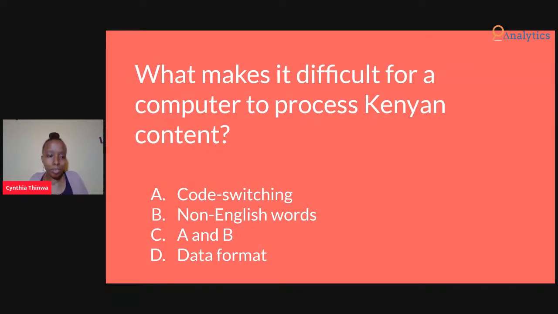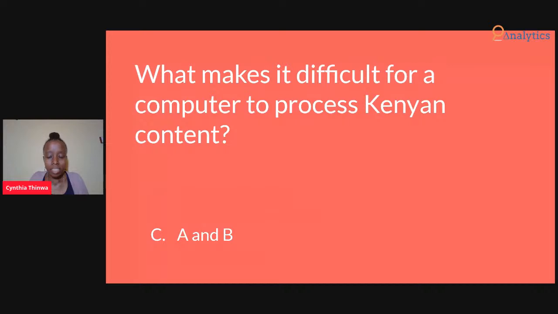So I have a question for the audience. What makes it difficult for a computer to process Kenyan content? Is it A, code switching, B, non-English words, C, answers A and B, or D, the data format? Feel free to answer in the chat.